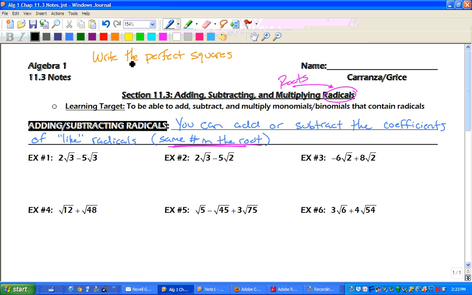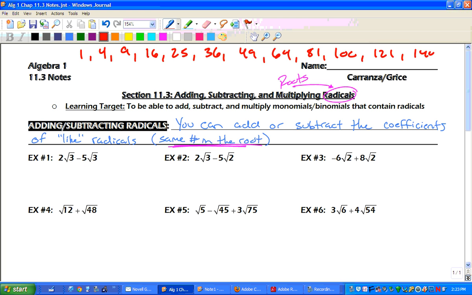I wrote a note on the top of it that says, write the perfect squares, okay? So right where that's going, I'm going to start writing the perfect squares. We got 1, 4, 9, 16, 25. You guys should start to know these numbers by heart now. And this list keeps on going, okay?